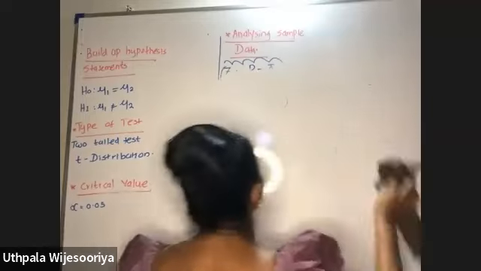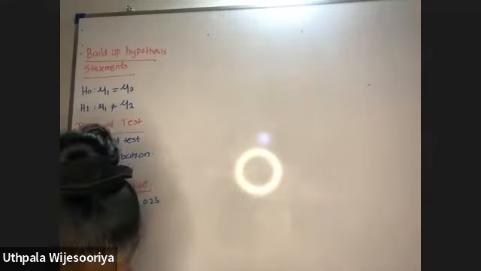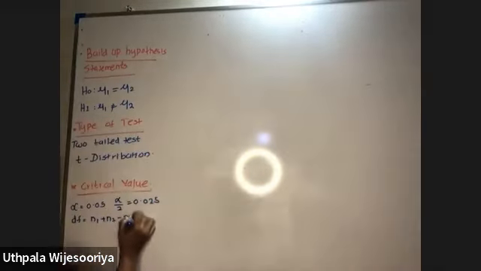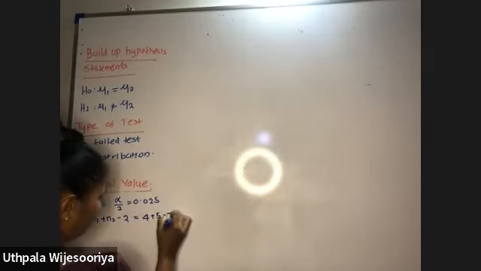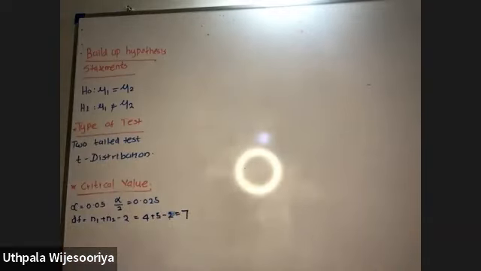Alpha over 2 is 0.025. What is the degree of freedom? Since we are dealing with two samples, degree of freedom is given by N1 plus N2 minus 2. N1 is the sample of 4 batteries from brand A, 4 plus 5 minus 2. Degree of freedom is 7.